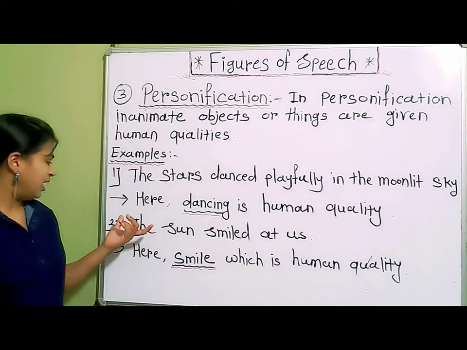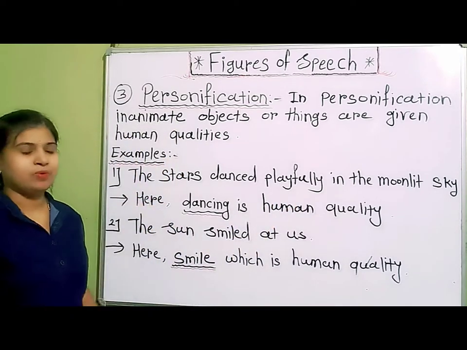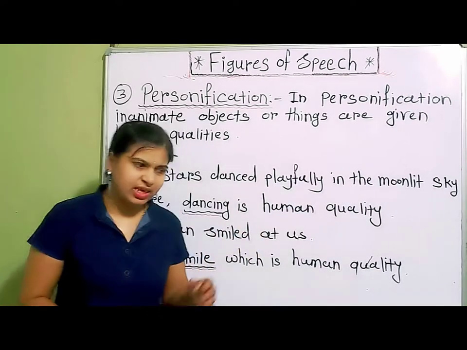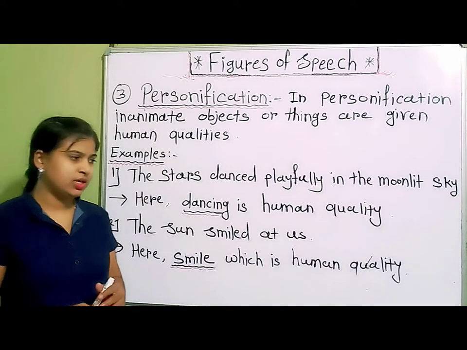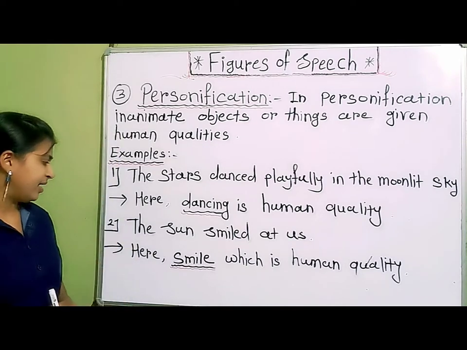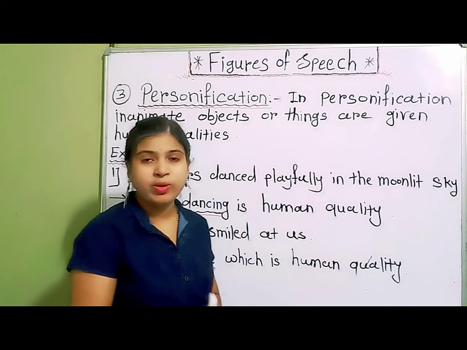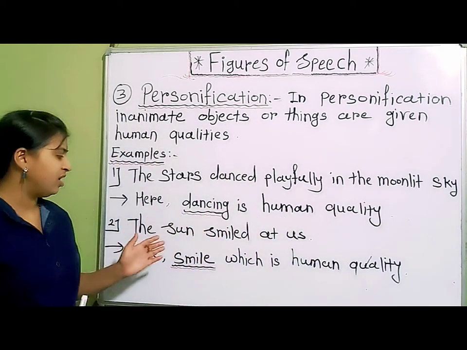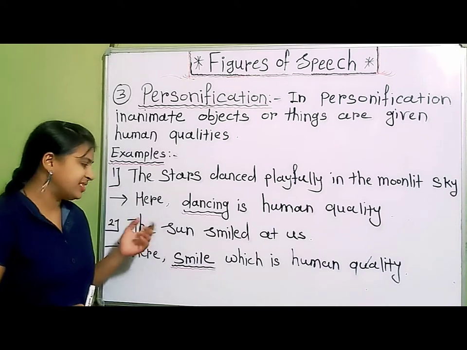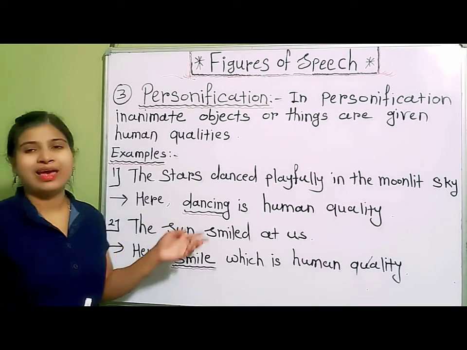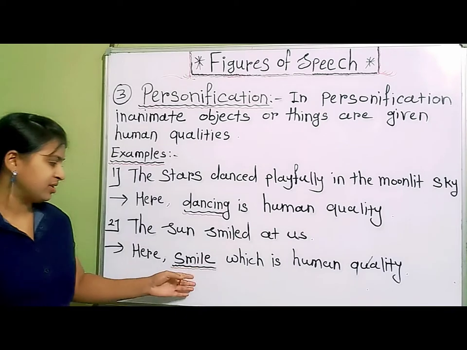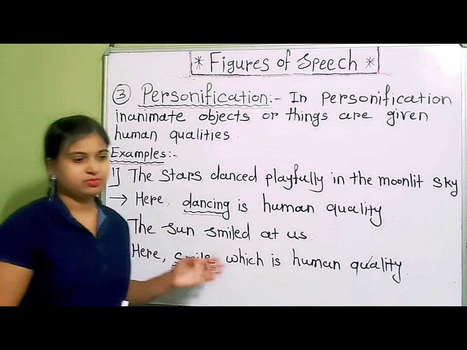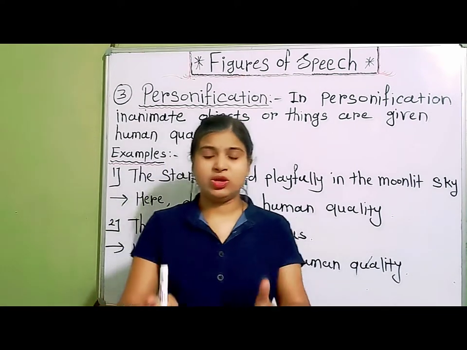Now let's look into the next example. The sun smiled at us. In the given sentence also, students, you must see here that smile, which is a human quality, is given to an inanimate object, the sun. So what is the example? The sun smiled at us. Smile is a human quality, it is given to the sun. So it is called personification.